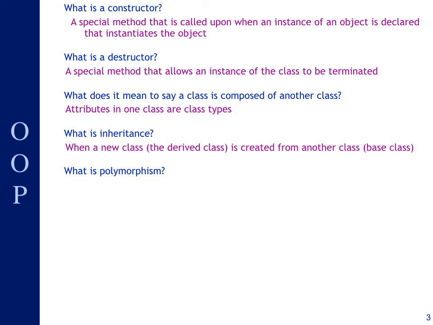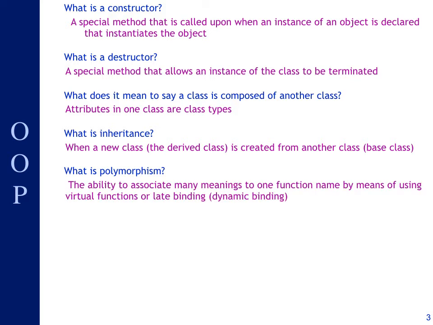What is polymorphism? It's the ability to associate many meanings to a function name or to a method name, using virtual function late binding. That's the dynamic form of polymorphism. There were a couple of other forms we looked at, for example overloading, which is called ad hoc, or parametric polymorphism. But a more important form there is the virtual functions or methods.